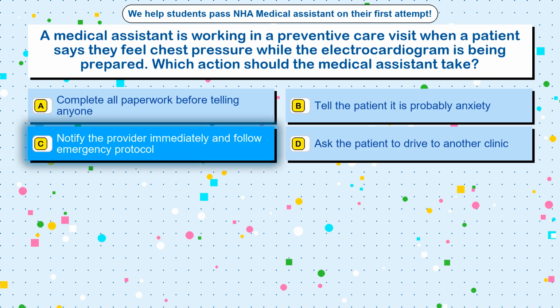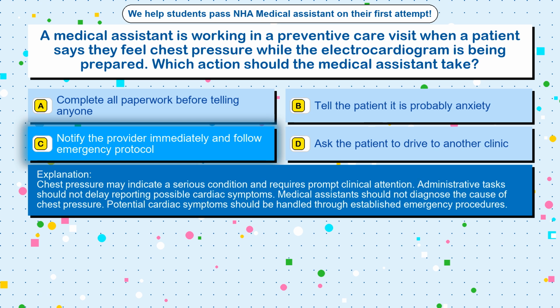The correct answer is option C, notify the provider immediately and follow emergency protocol. Chest pressure may indicate a serious condition and requires prompt clinical attention. Administrative tasks should not delay reporting possible cardiac symptoms. Medical assistants should not diagnose the cause of chest pressure. Potential cardiac symptoms should be handled through established emergency procedures.